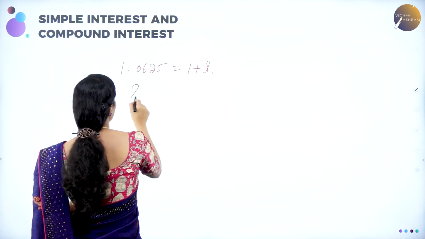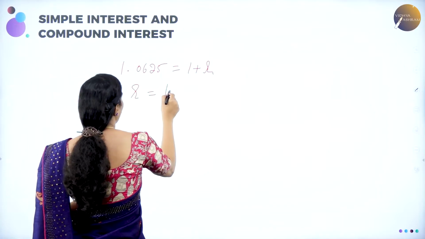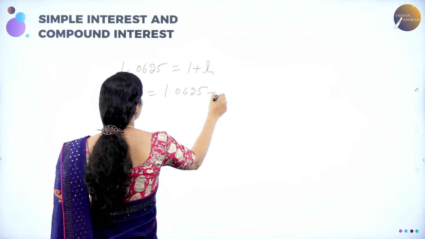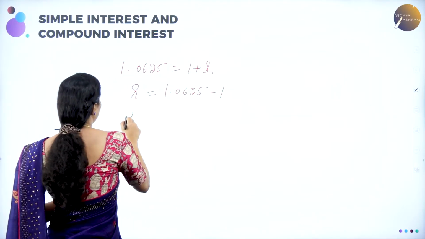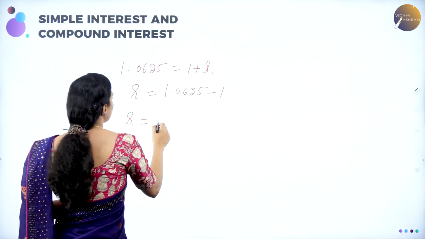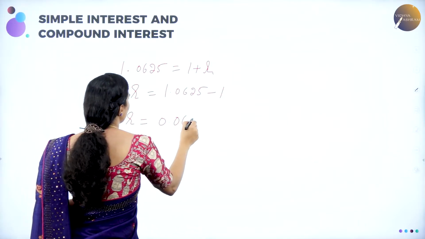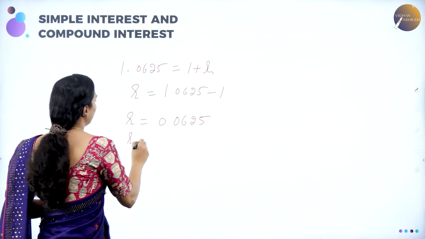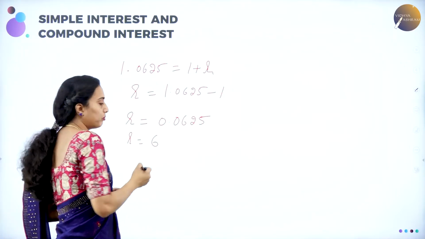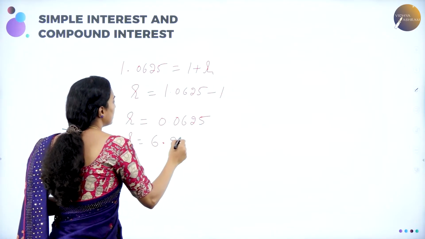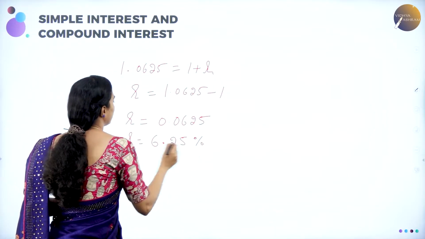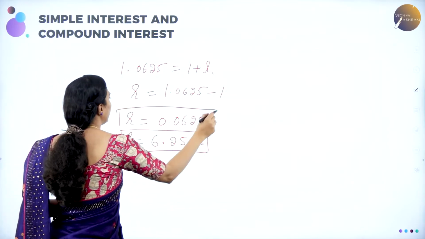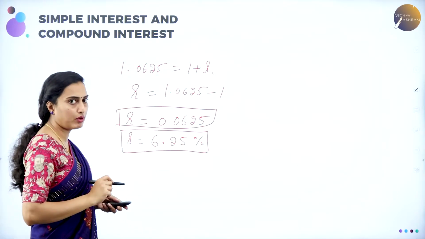Now, I want R, which will be equal to 1.0625 minus 1. So the remaining will be R is equal to 0.0625. If you multiply throughout by 100, the answer is 6.25%. Correct? Now, by using this R, we are going to calculate the principal amount.